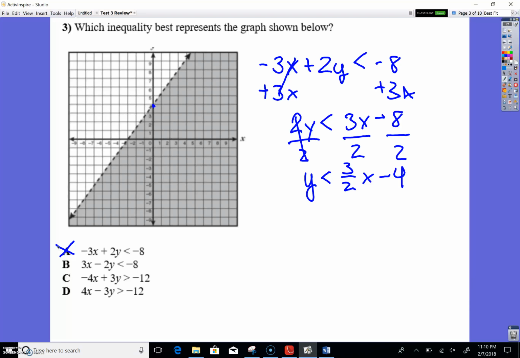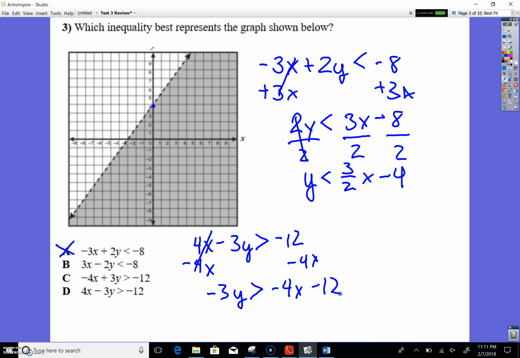Let's try the last one. 4x minus 3y is greater than negative 12. I subtract 4x from both sides. I get negative 3y is greater than negative 4x minus 12.